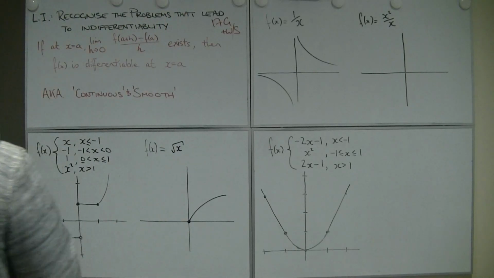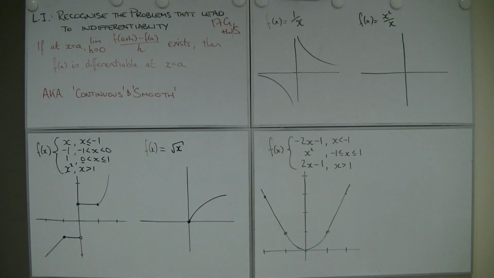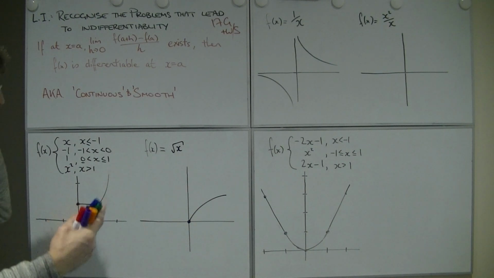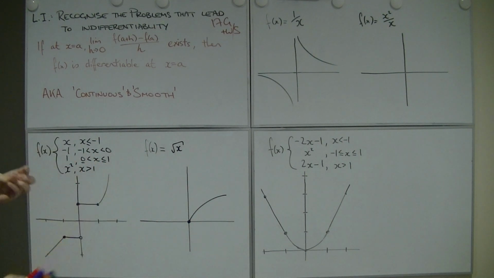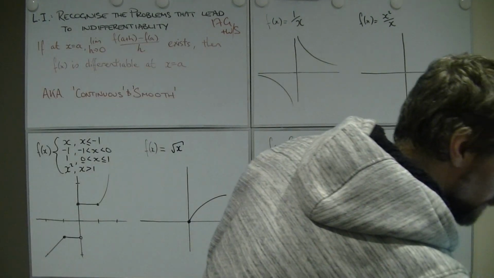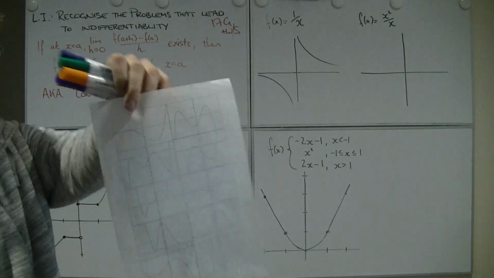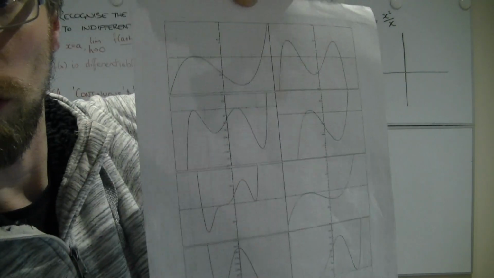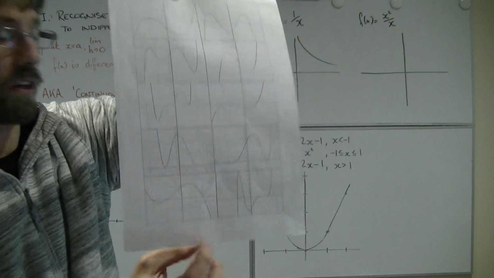Okay. Recognize the problems that lead to indifferentiability. Sometimes people will say these things are undifferentiable or indifferentiable. Anyway, same thing. So what sort of problems lead to that? This is all going to be 17G plus there'll be some stuff on compass, a bunch of curves just like that.